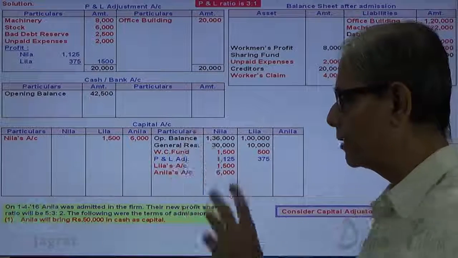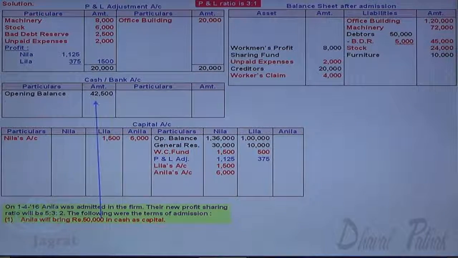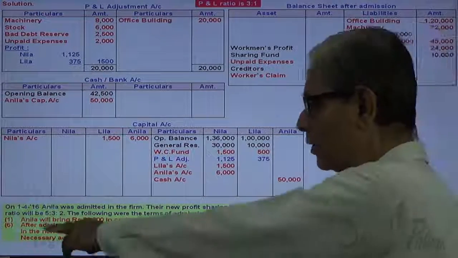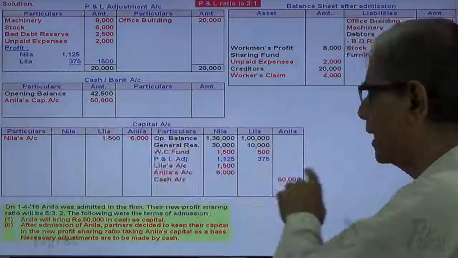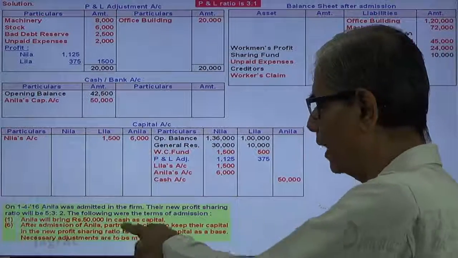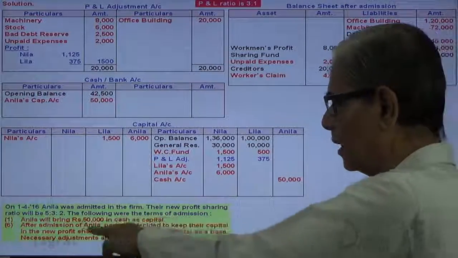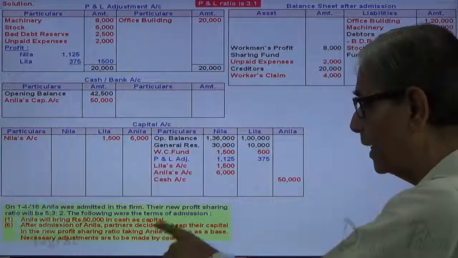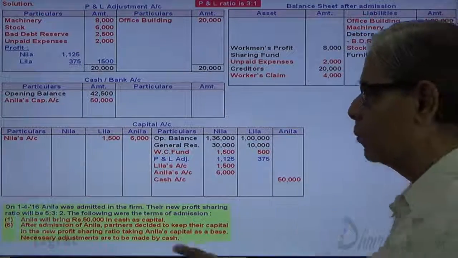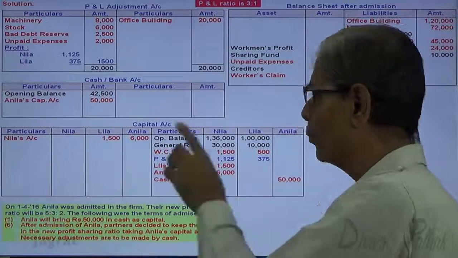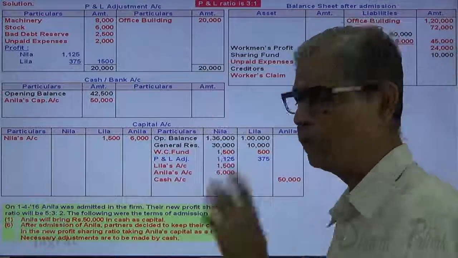Anila will bring 50,000 as capital. Cash account debit to Anila's capital account credit. After admission of Anila, now Anila is admitted. After admission of Anila, partners decide to keep their capital in the new profit sharing ratio, taking Anila's capital as the base. Share of Anila is 2 by 10. Capital that she is to maintain, 50,000.